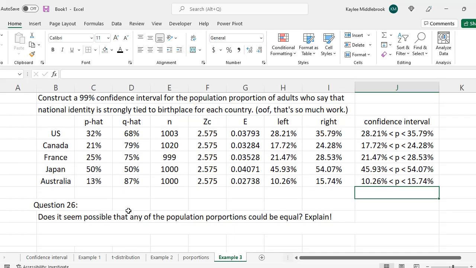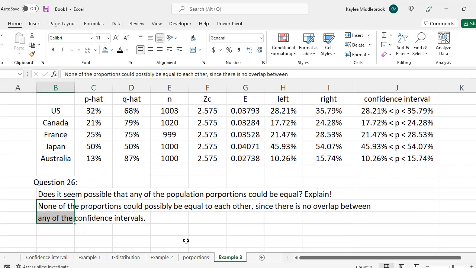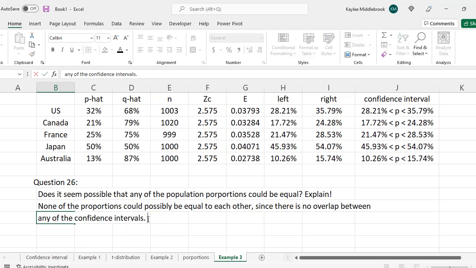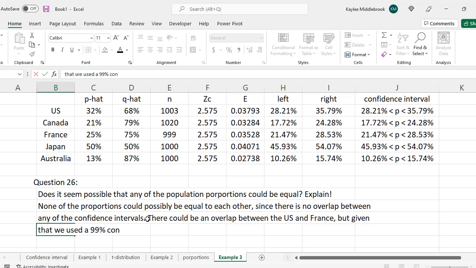And so because of that, I'm just going to go ahead and say that none of the proportions could possibly be equal to each other, since there isn't any overlap between any of the confidence intervals. I'm going to add an addendum. There could be an overlap between the US and France, but given that we used a 99% confidence interval, it's not likely.